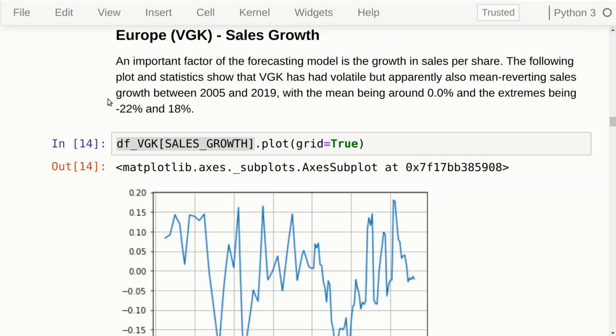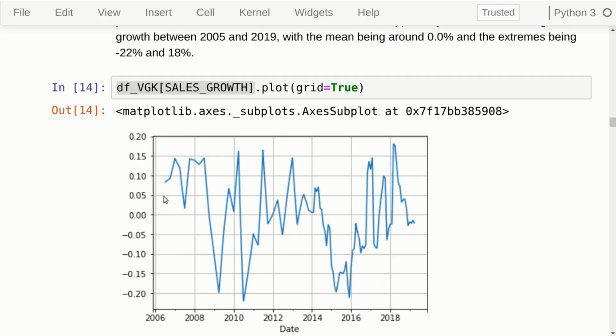Another important factor of the forecasting model is the sales growth, and we plot that for the Europe index here, and this looks quite erratic, and the lowest was around minus 22%, and the highest was around 18%, and the mean was around 0.0%. But it's not a problem that it is very erratic.